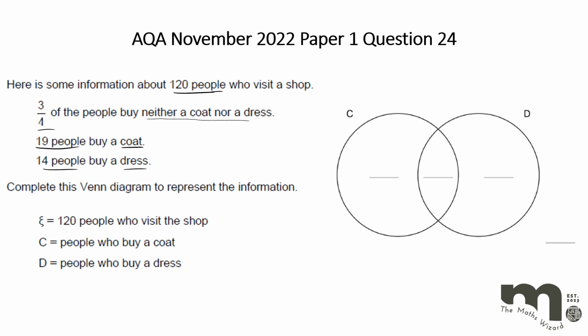So we need to show the whole data set of 120 people. The C stands for the people who buy a coat. The D stands for the people who buy a dress. So we've essentially got to fill in these 4 pieces of information here. You'll notice there's 4 lines around our diagram there. So if you pause your video, then have a go.